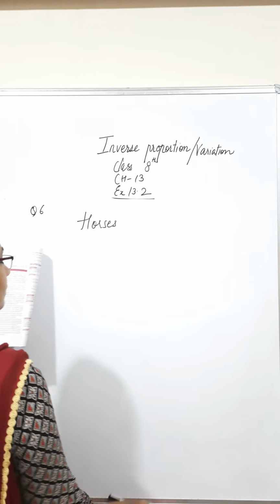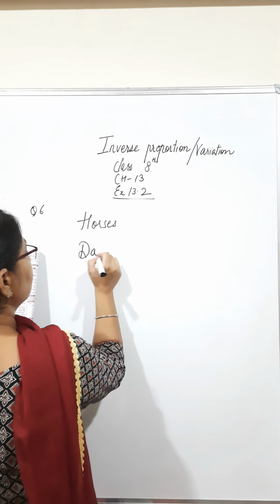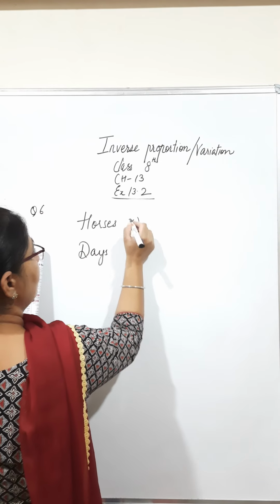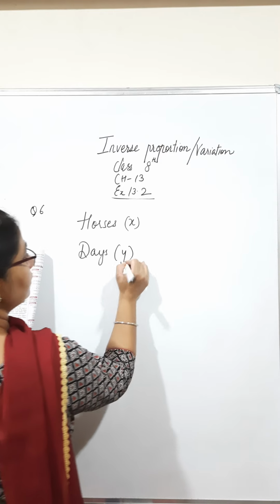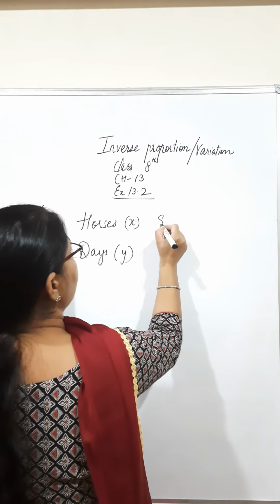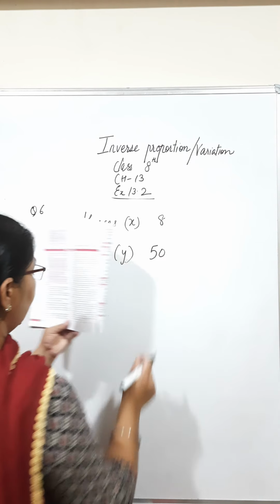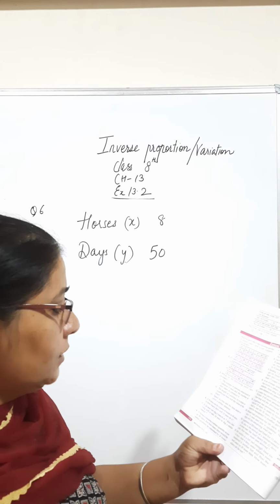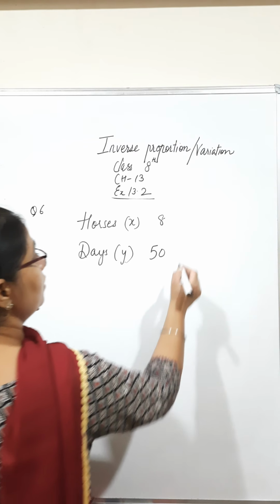Okay, corn consumed, in how many days was the corn consumed? Take the horses as X and let the corn consumed be Y. So 8 horses consume it in 50 days. And then he asks how many days the same quantity would be consumed by 20 horses.